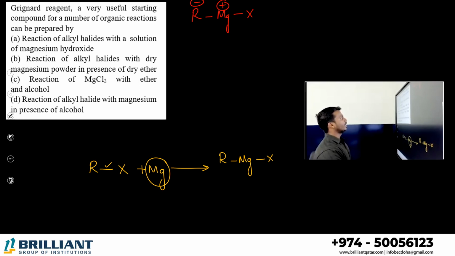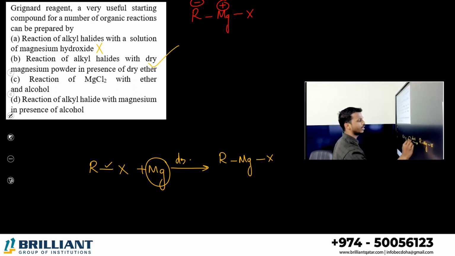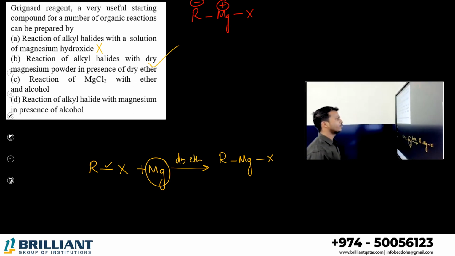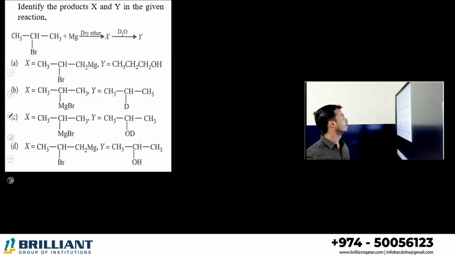So what is option A? Reaction of alkyl halide with a solution of magnesium hydroxide. No, we are using magnesium metal. Option B: reaction of alkyl halide with dry magnesium powder in presence of dry ether. Yes, correct. It is happening in presence of dry ether. Option C, reaction of magnesium chloride. No. Option D: reaction of alkyl halide with magnesium in presence of alcohol. No. We are using dry ether, the medium we are using. Okay, answer is option B. Next.